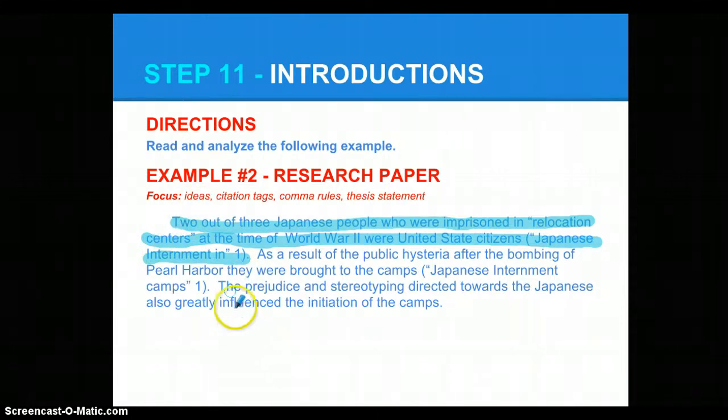But if you look at it, the claim isn't really that strong, and it's a little baby paragraph.